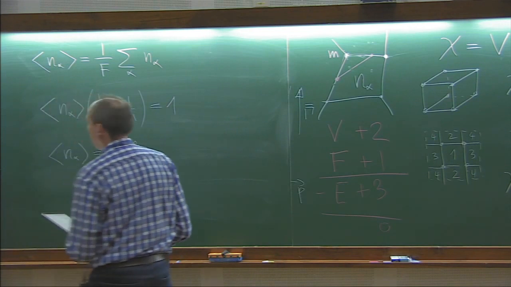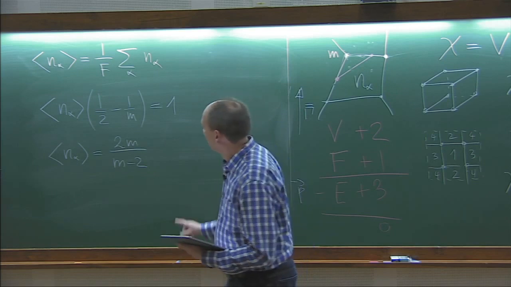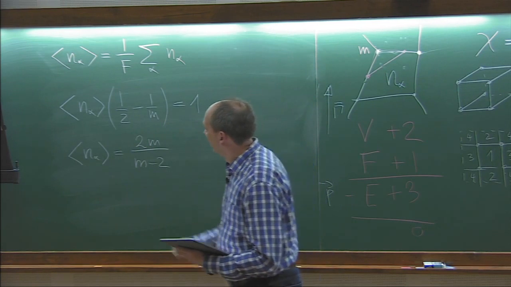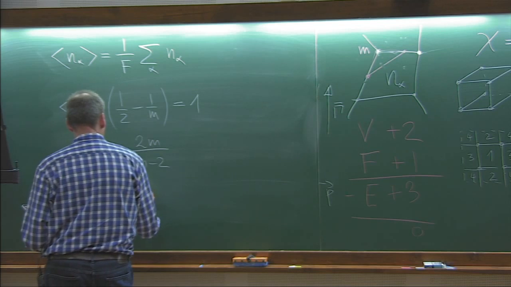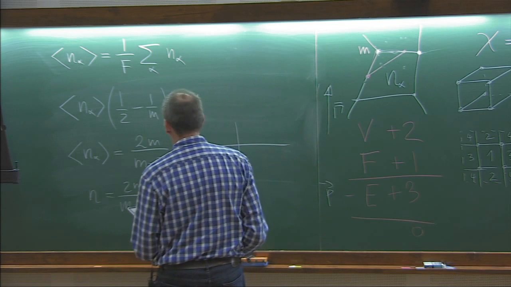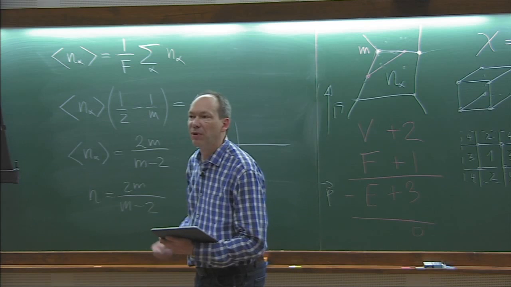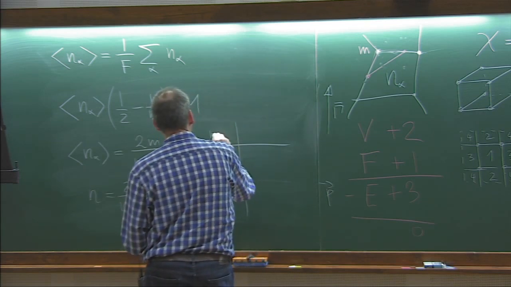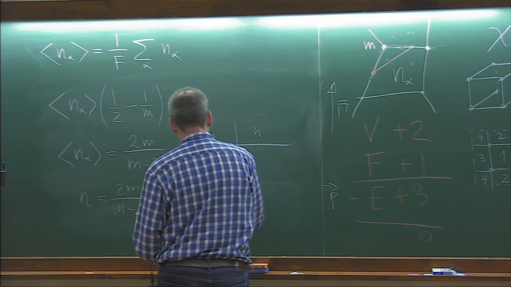And this defines all the possible cases with constant m. And if I want to have a periodic tiling, which I'm interested in right now, the average of n is the same as n. And then I have n equals 2m over m minus 2. And I have only a few cases possible, because both m and n must be larger than 2 to have some real polygons. So I can look at all possible cases. m can start with 3.